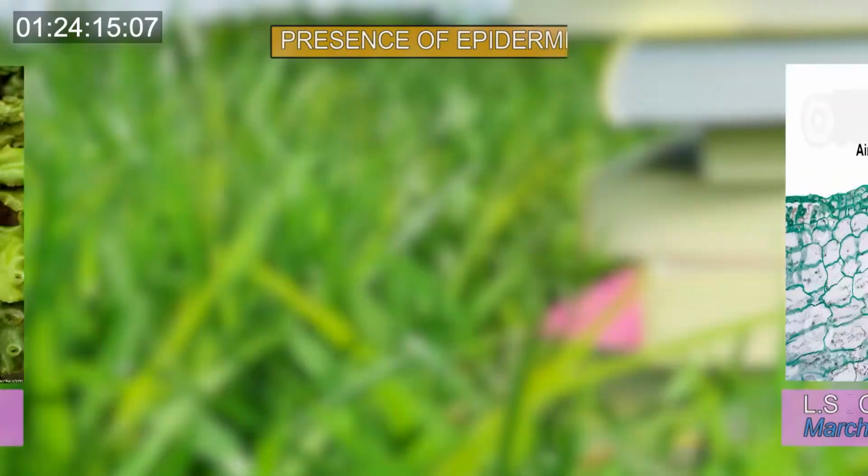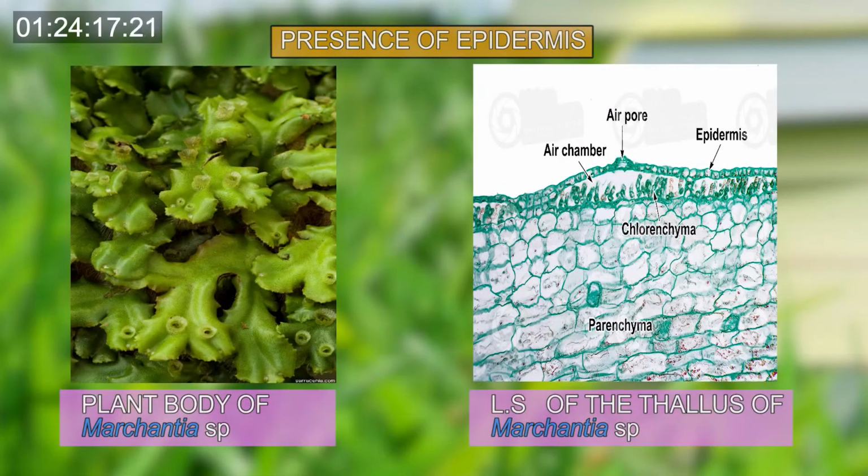One of the major land adaptations of bryophytes is the presence of epidermis. The epidermis, as here we can see, is present on both the upper as well as the lower surfaces. This epidermis is usually covered by a substance known as cutin, which protects the plant body from extremes of temperature and also prevents desiccation, thereby allowing these bryophytes to survive even in extremes of conditions, which is one of the major land adaptive features of these bryophytes.